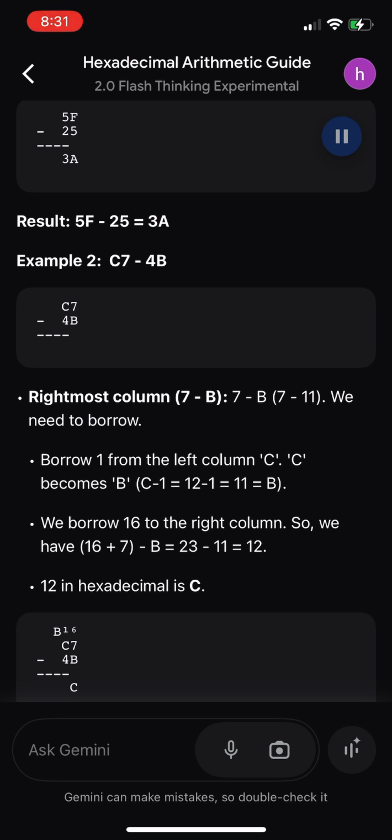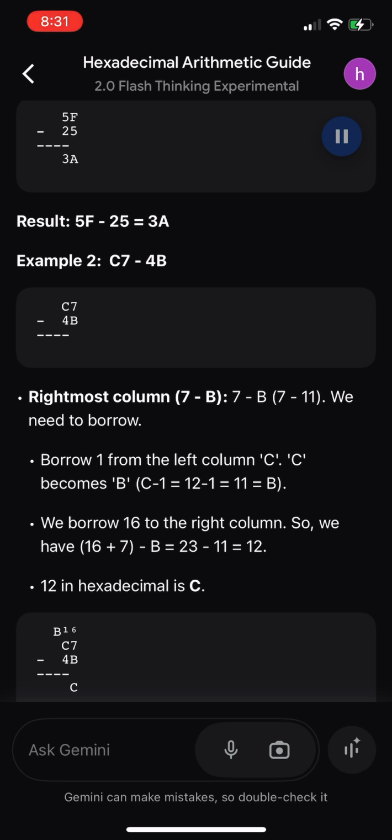Left column, B minus 4. Remember, C became B because we borrowed. B minus 4 equals 11 minus 4 equals 7. 7 in hexadecimal is 7. Result: 7C. C7 minus 4B equals 7C.